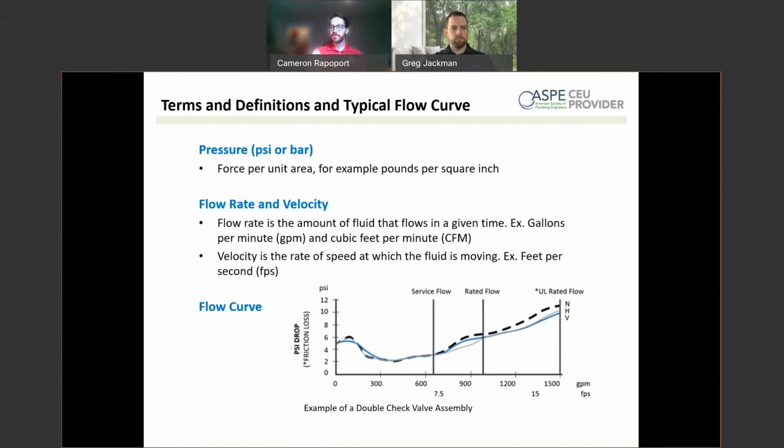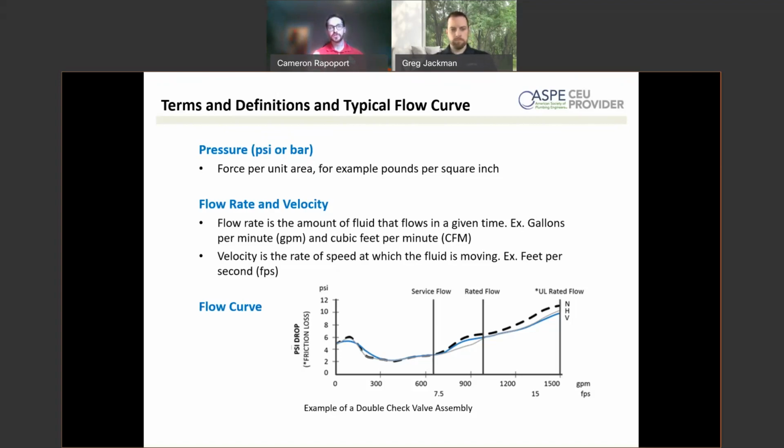Here you have a flow curve, and it's really important to understand what is going on here. We're using both flow rate and flow velocity. The flow curve is simply the pressure loss across a backflow preventer. So this is going to allow you to design your systems knowing how much pressure you're going to lose across it. We'll often put a few different lines on here.